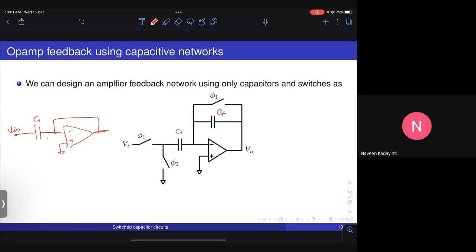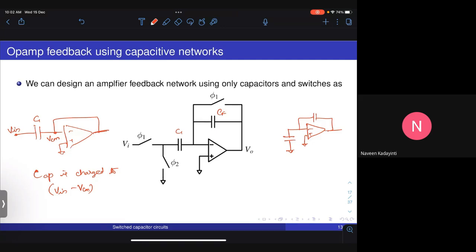This node is at VCM, or the virtual ground of the op amp. Therefore, this is equivalently like saying that the capacitor is charged to Vin minus VCM. Okay. In the second phase, this capacitor is connected into the network, because phi 2 closes and phi 1 gets opened.